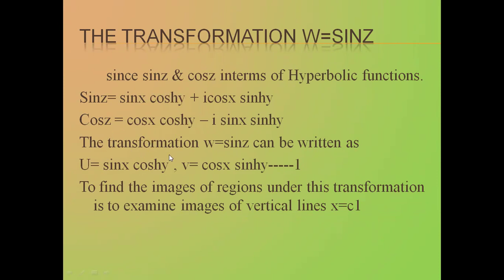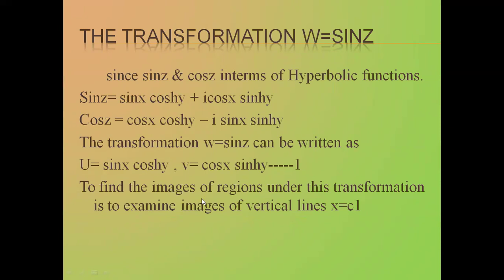Next, we see the transformation of w equal to sin z. W means we take the u plus iv format, and z means x plus iy. So here in w, the real part is u, and here the real part is in sin z, the real part is sin x cosh y. So equating real part and imaginary part, we get u equal to sin x cosh y, v equal to cos x sinh y.